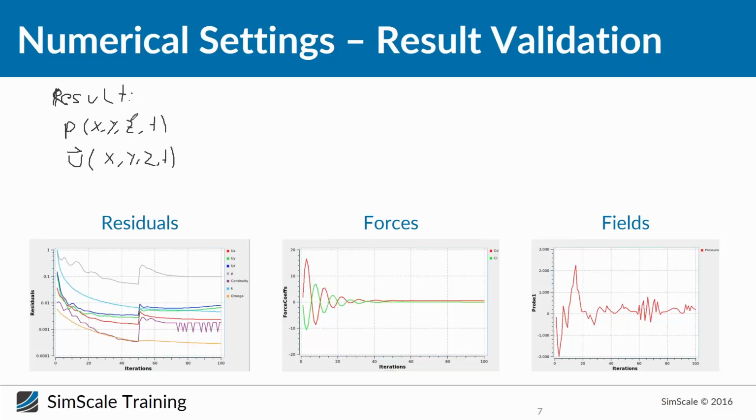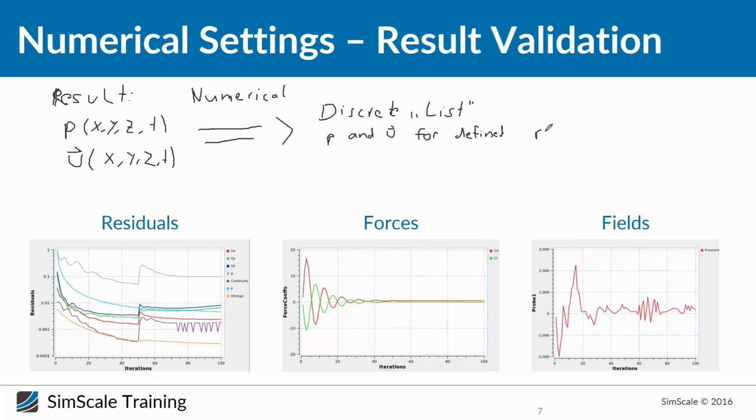The problem is, as you know, there is no possibility to get the analytic result. So we will never get back a function for pressure and velocity depending on coordinates and time. What we get, because we are using a numerical method, is a discrete list, let's just call it list for the beginning, a discrete list which includes p and the velocity vector for defined points at a given time.